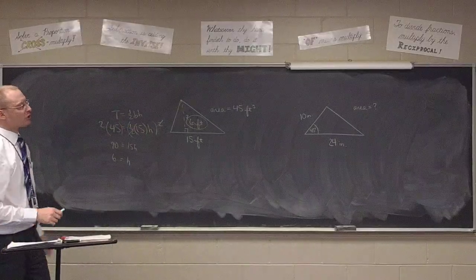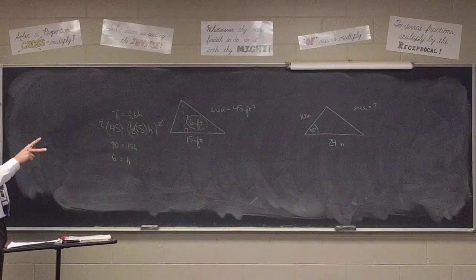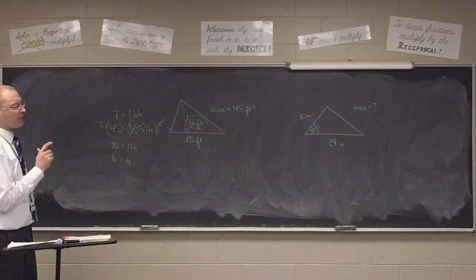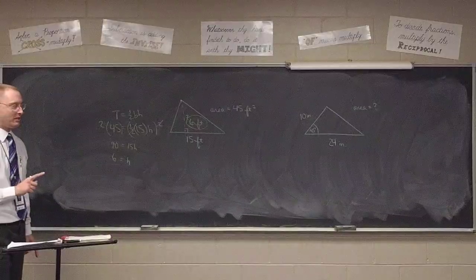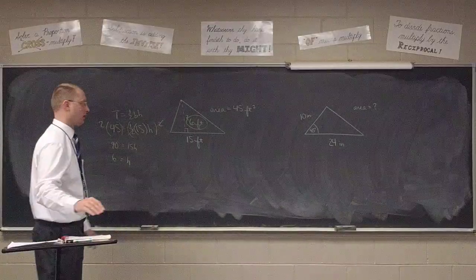The next one, I've got a triangle with adjacent sides of 10 inches and 24 inches, and I've got a 45-degree angle between them. Find the area of the triangle.